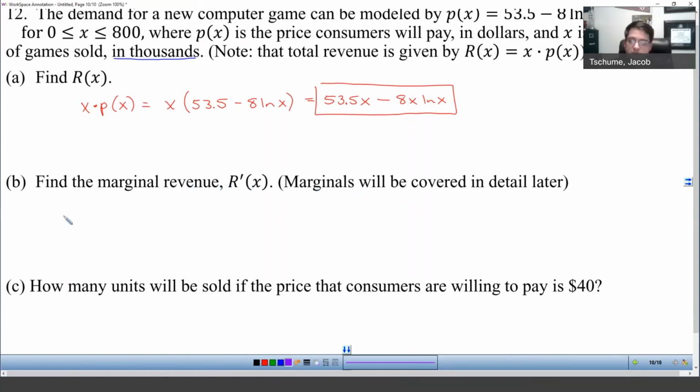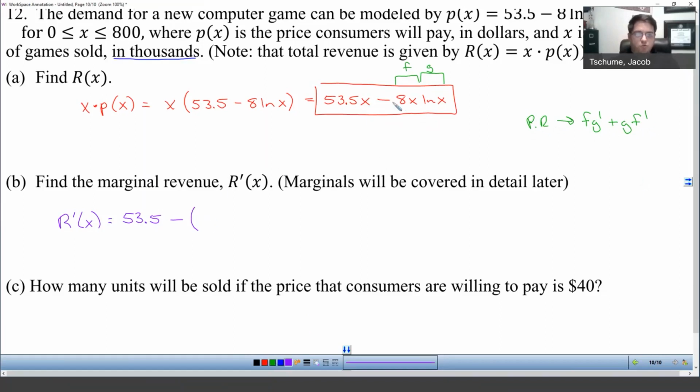So if I take the derivative of this red box up here, the derivative of 53.5x is just 53.5 minus, and here's that issue we saw before. You have this 8x times this natural log of x, and since they're multiplied, we have to do the product rule. So this will be your f and your g. And remember, product rule is f times g prime plus g times f prime.